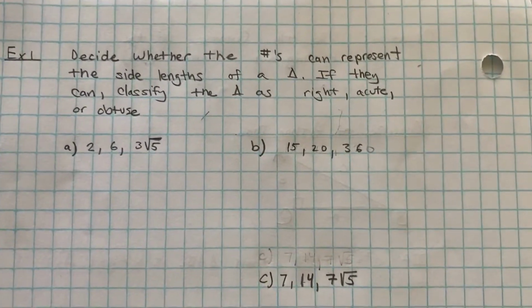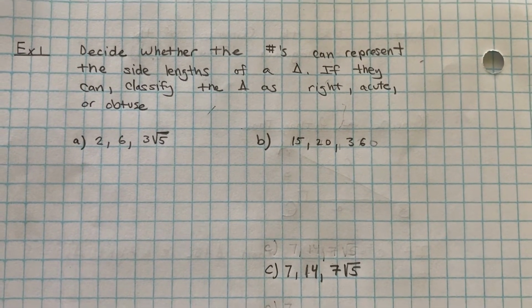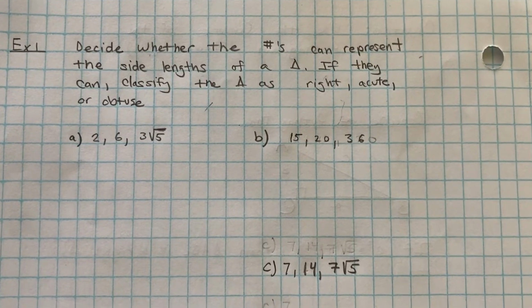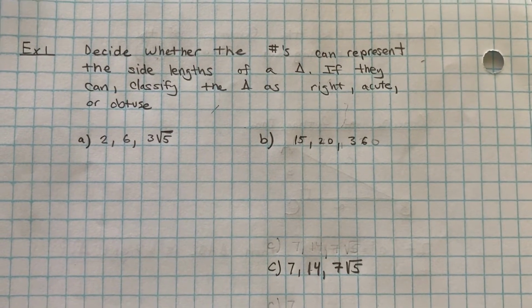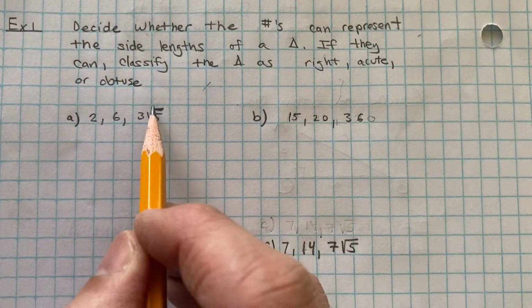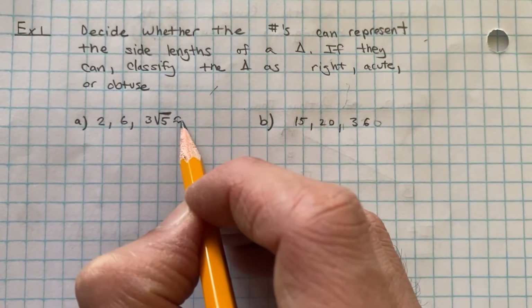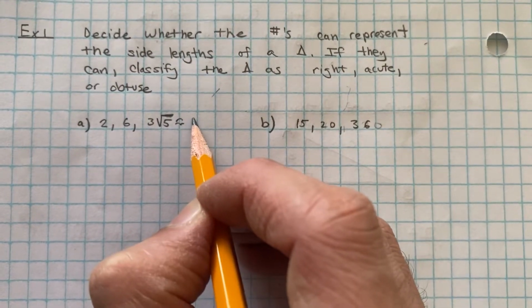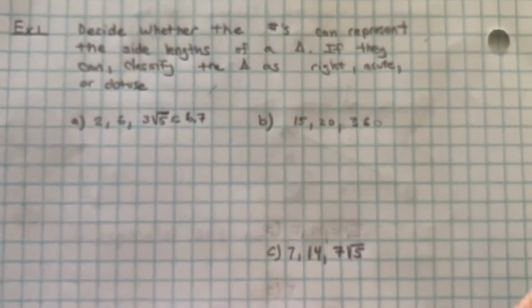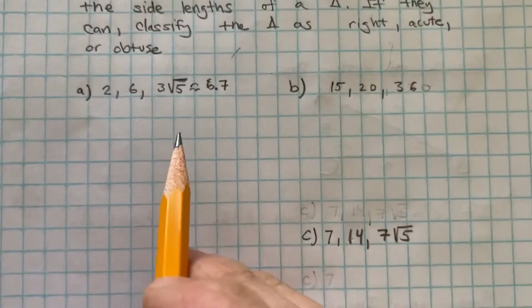Okay, so let's start with example 1 here on the back. Decide whether the numbers can represent the side lengths of a triangle. If they can, classify the triangle as right, acute, or obtuse. So let's take a look over here. The first thing I want to do is take a look at 3 square root of 5. If I enter this on the calculator, it is approximately 6.7. And so I know this is the longest side, right?